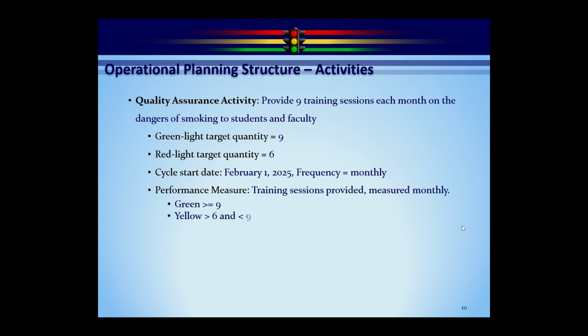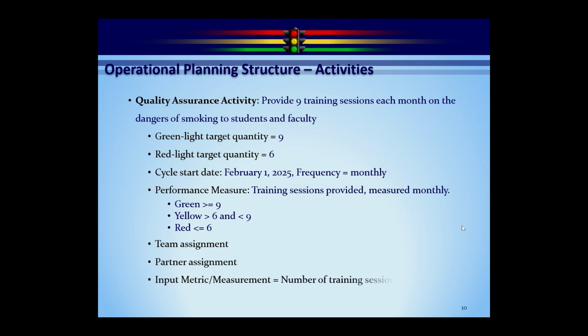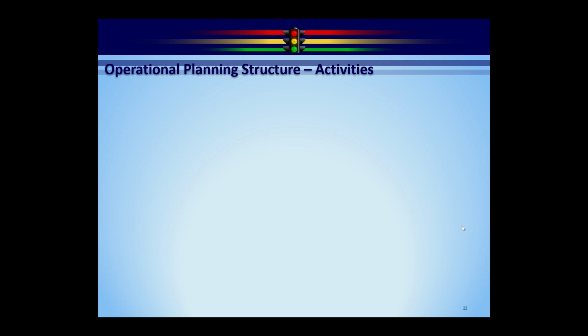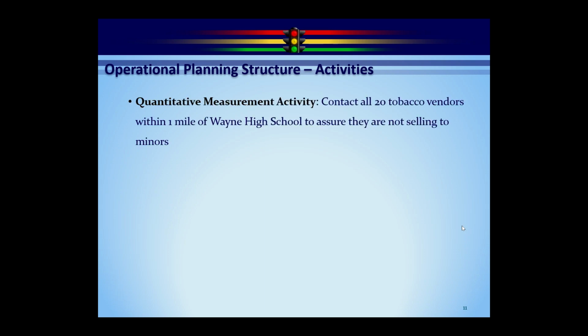The performance measure is kind of halfway created for you in this case. Training sessions provided, measured monthly, green, yellow, and red. And then team and partner assignments. And our metric, as you can imagine, is how many training sessions do we do? So that's the QA activity. And again, it's really great when you need something that's going on and on and on, any frequency based, between weekly and every 5 years is what the range is. And I'll show you that in a minute here. So that's our QA activity. The quantitative measurement activity is very, very similar to the project-based activity and the second most used.